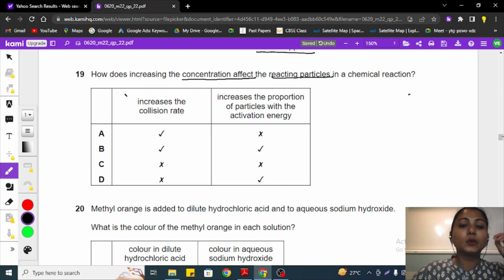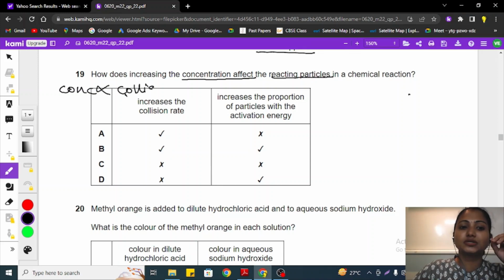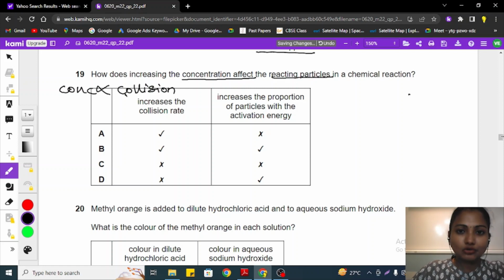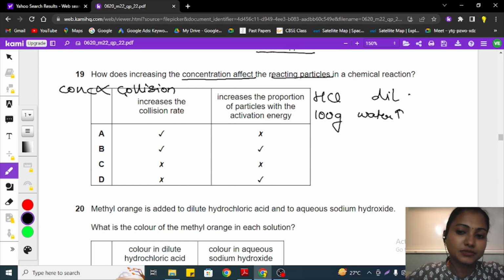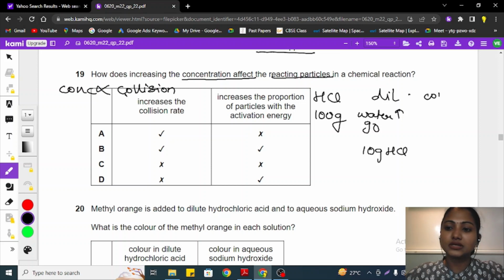How does increasing the concentration affect the reacting particles? Okay, always remember, concentration of a substance is directly proportional to its collision rate. Colliding of the particles, basically, they gain more kinetic energy, whereas it has no impact on the activation energy. For example, if I have HCl and I'm preparing a dilute solution, I will have more water. If I'm preparing, let's take 100 grams, I will have approximately 90 grams of water and some 10 grams of HCl. That's it. For concentrated, it will be vice versa.